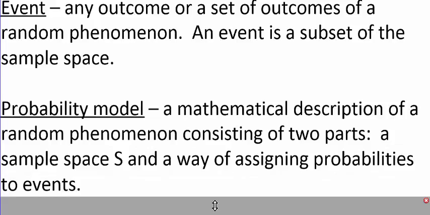Next is a probability model. It's a mathematical description of a random phenomenon consisting of two parts. You have your sample space, which is a list of all the possible outcomes, and you have a way of assigning probabilities to those events. Each of those events has a probability associated with it, and you would write that as part of your model.